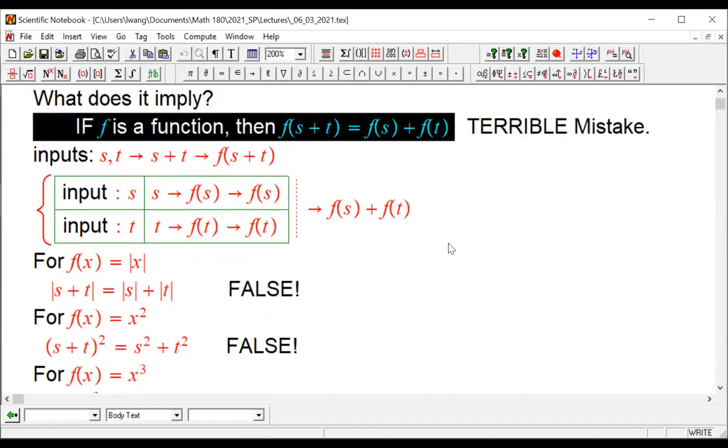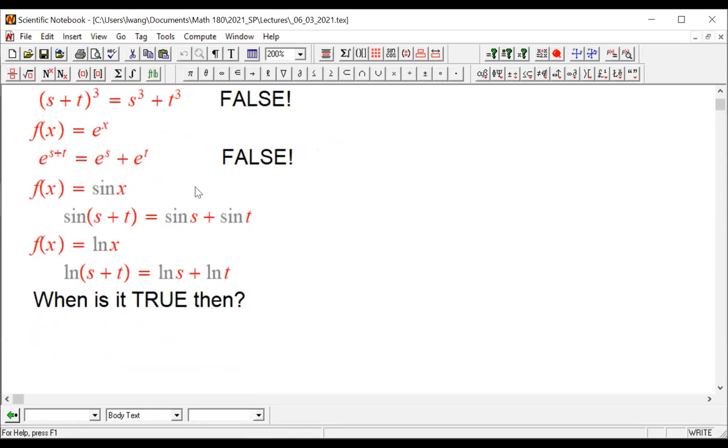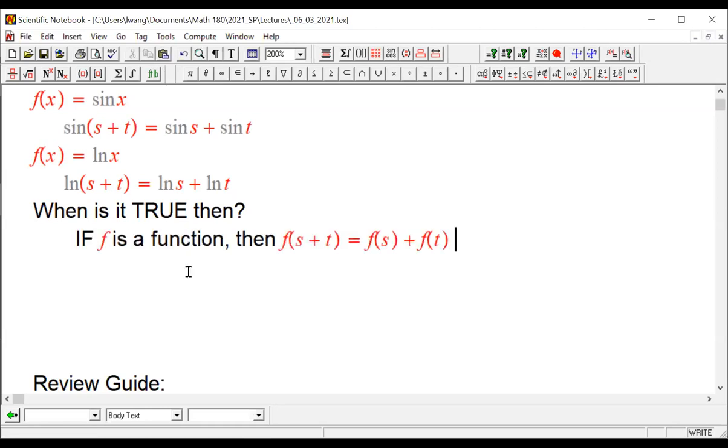Because this will be related to something you're going to learn in linear algebra. If you are heading that way, after your calculus series, you're going to learn linear algebra and differential equations. And if we change the word function to linear function, it is true. I'll show you why.